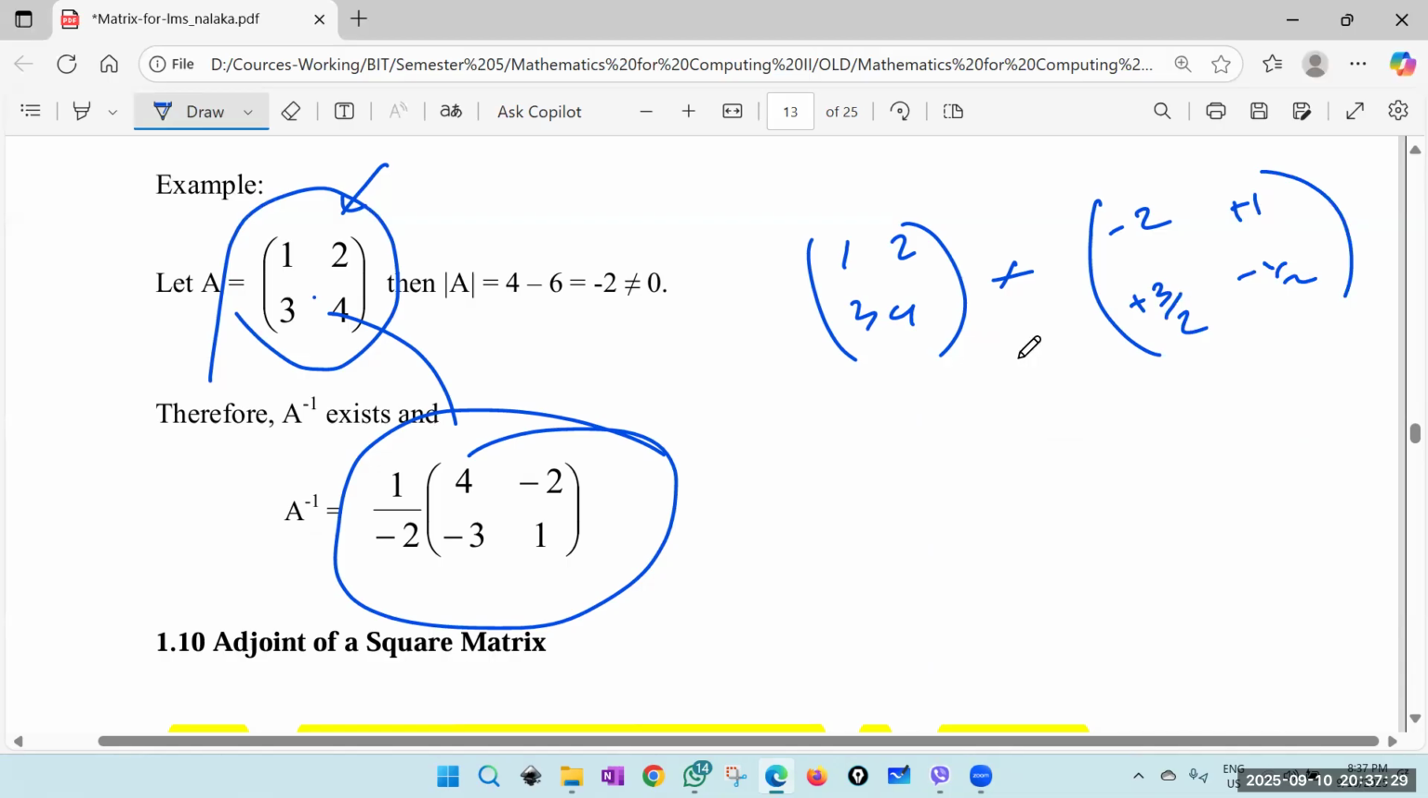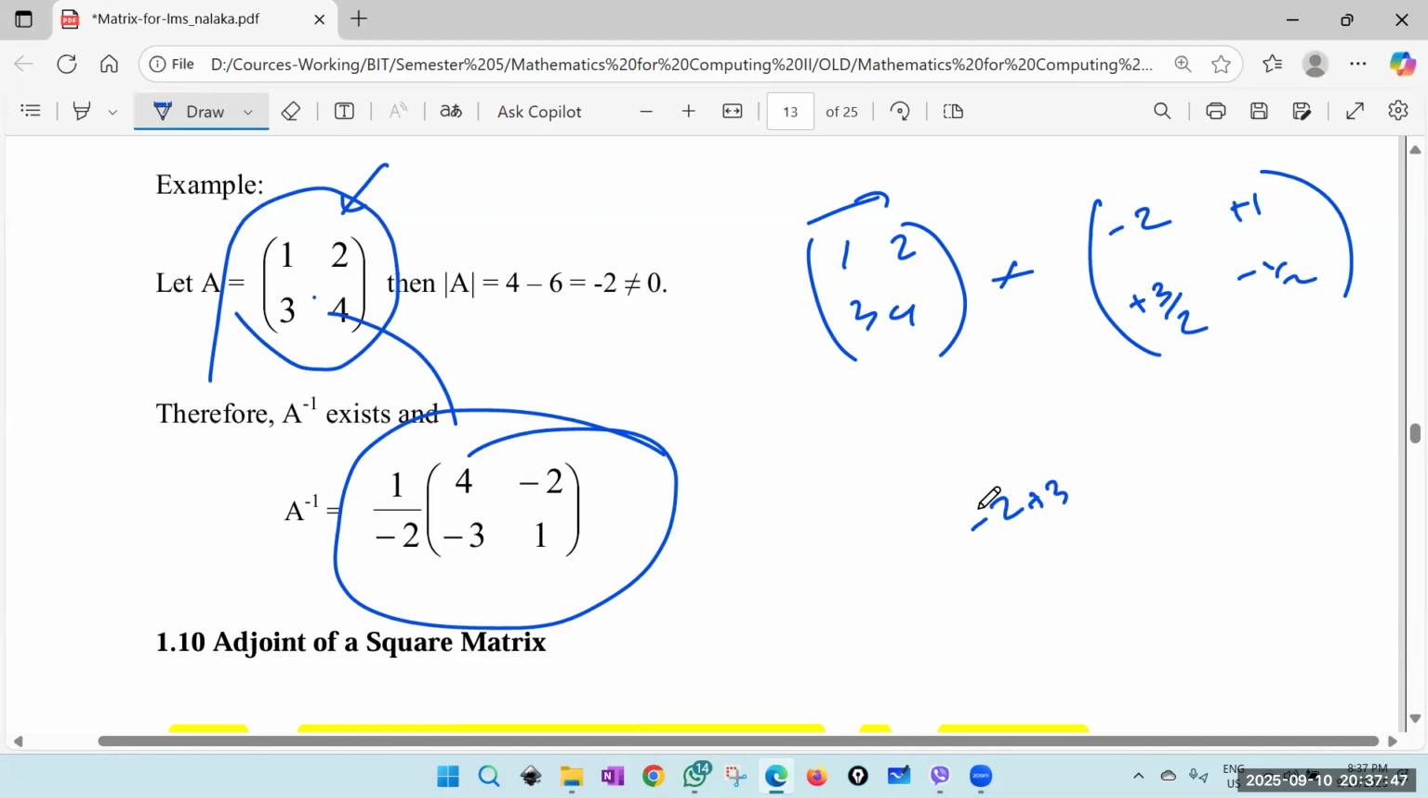Let's multiply and see whether we get the identity matrix. I will take row 1 into minus 2, that is minus 2, minus 2, plus 2 into 3 by 2, that is 3.